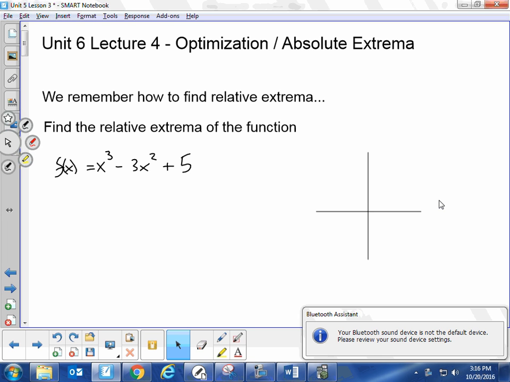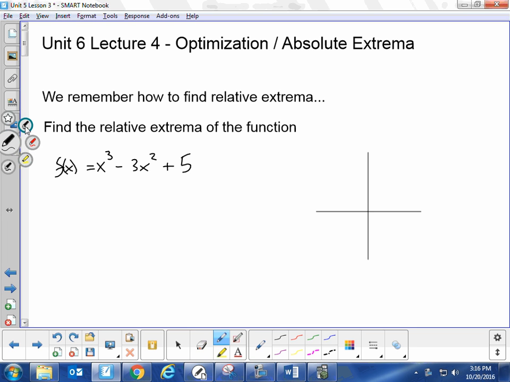Now, this last lesson, the third lesson in the 5th unit, is on absolute extrema, or optimization, okay? And we remember from 2 units ago how we could find relative extrema of functions. I would take the derivative, and I'd find out when the derivative was positive or negative, because that would tell me when my function was increasing or decreasing.